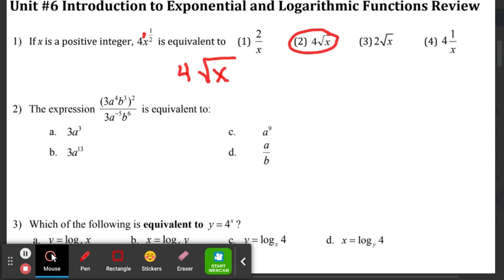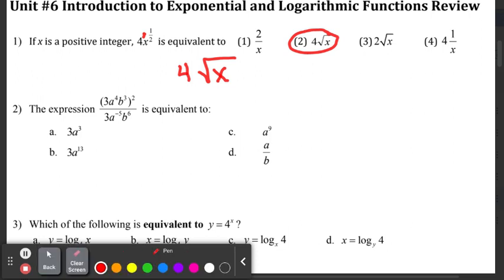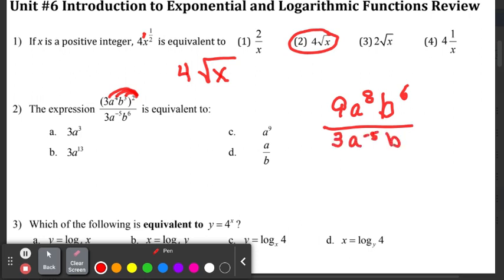Number 2, we have in parentheses 3a to the 4, b to the 3rd, and that whole quantity is squared. And then underneath, it's 3a to the -5, b to the 6. So the first thing I'm going to do is give that 2 to everything inside the parentheses, including the 3. So 3 squared is 9. A to the 4 times 2, because power to a power, you multiply your exponents, and then b to the 6. All over 3, a to the -5, b to the 6.